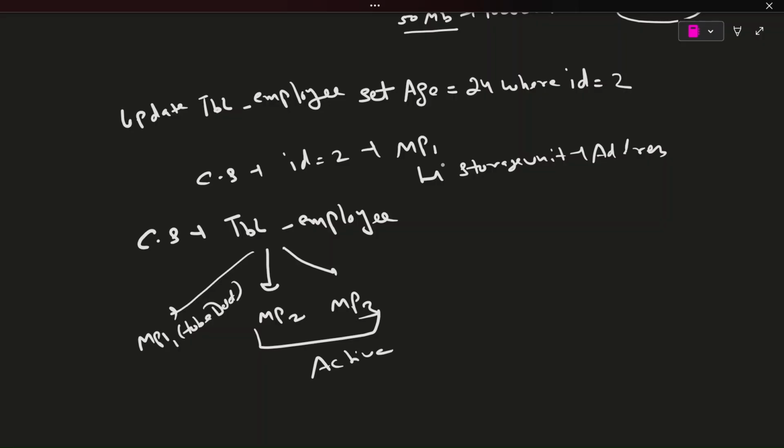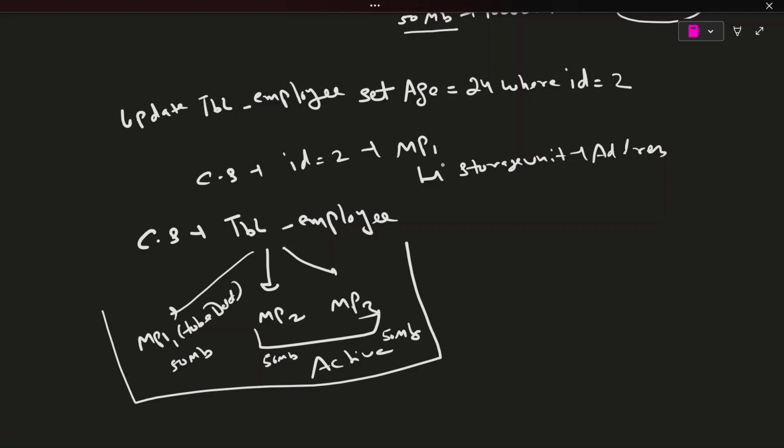But we will be charged for all these 3 micro partitions. This is 50 MB, this is 50 MB, this is also 50 MB. So even though my active ones are these two, we will be charged for this micro partition also.